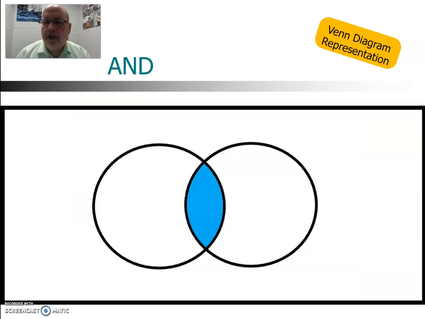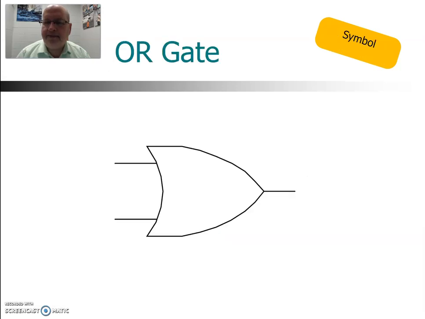If we're looking at this in terms of a Venn diagram, the A is the left circle, the B is the right-hand circle, and we are looking at where both of these overlap, all of the outputs that have both A and B in common. That would be the AND gate.